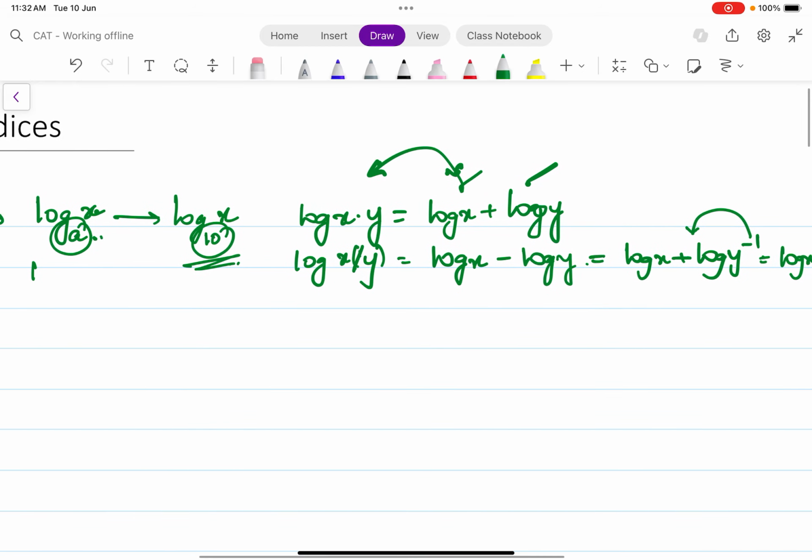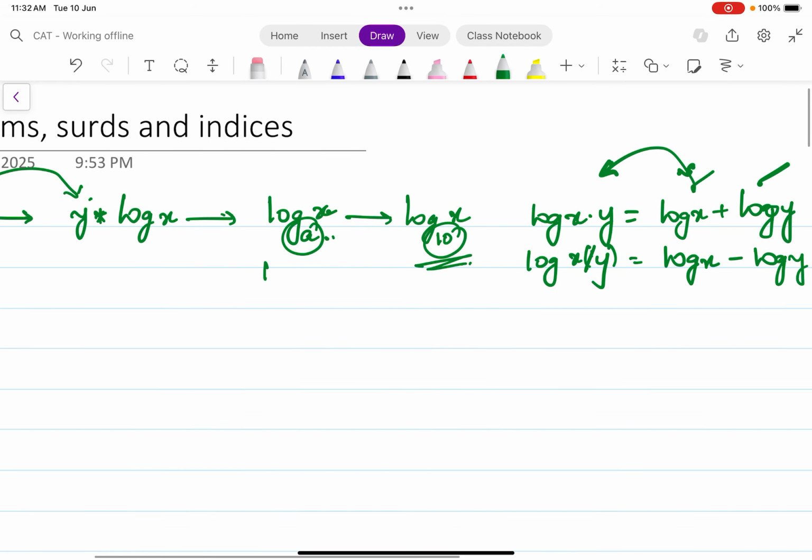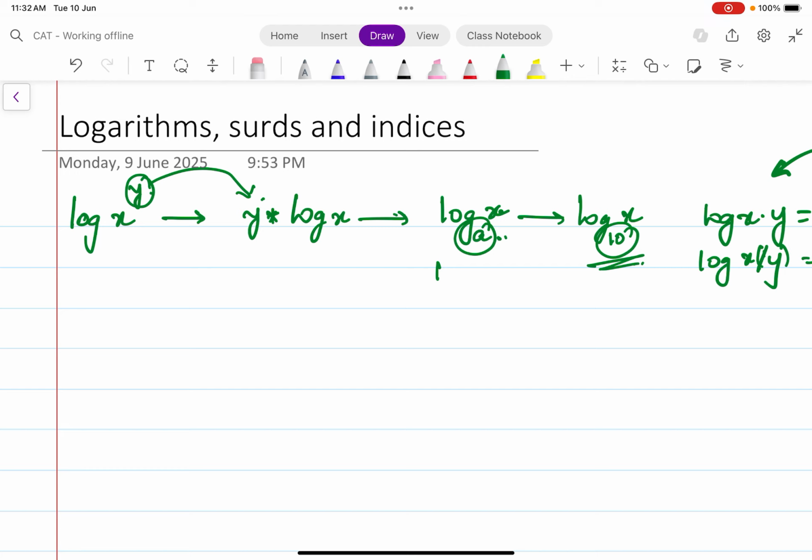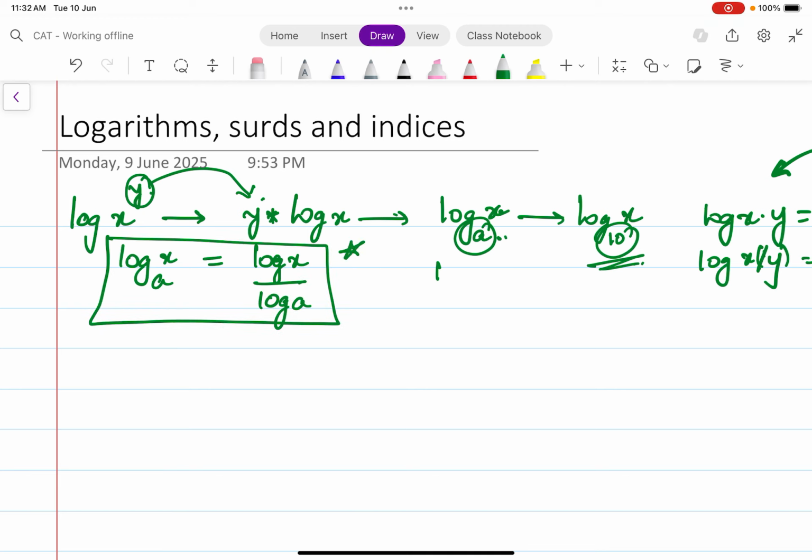So these two formulas are extremely important along with the power formula. Now, one last formula which you should keep in mind is logarithm of x to the base a can be written as logarithm of x divided by logarithm of a. Now, this will be extremely useful, especially in the context of CAT, because most of the problems will be given in terms of base to the power 74 or x to the power 35 or some such.